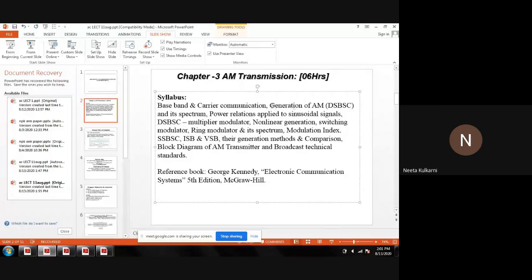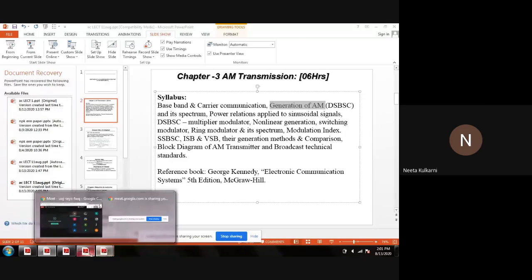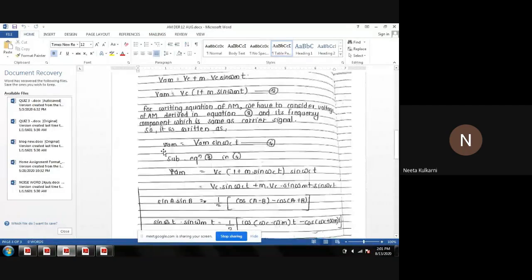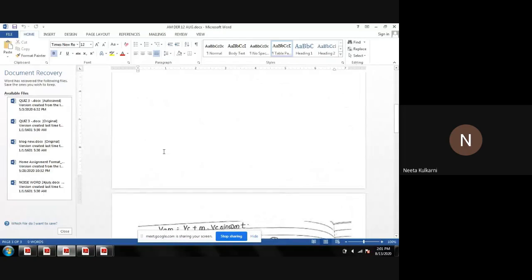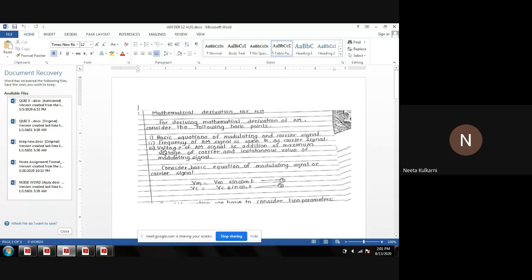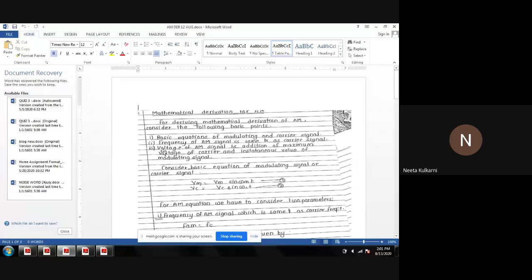So we have to see the mathematical derivation of AM now. Whatever steps or key points I am telling, you just write down those key points simultaneously because it is very important. Okay. So give the heading as mathematical derivation for AM signal.